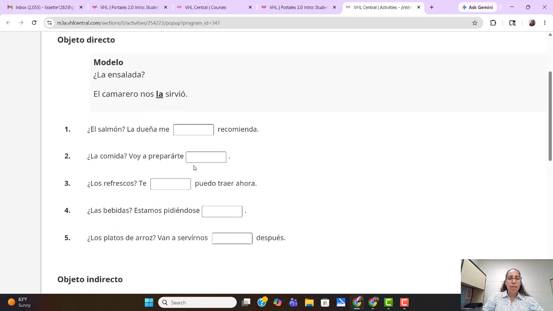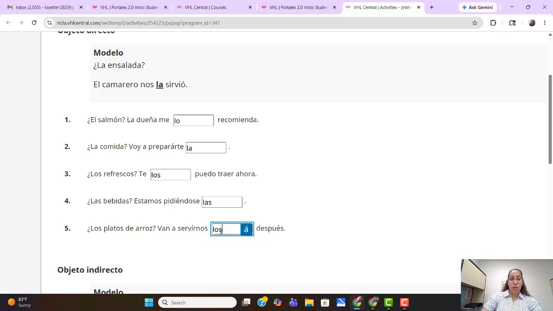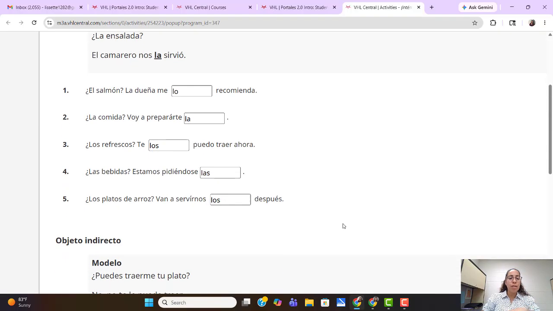El salmón. La dueña me la recomienda. Oh, lo, it's masculine. Me lo recomienda. La comida, voy a preparártela. And that was all attached. Preparártela. Los refrescos, te los puedo traer ahora. Las bebidas, estamos pidiéndoselas. Ooh, that's fancy. Los platos de arroz van a servírnoslos después. Okay. Those are our direct objects represented in pronouns.